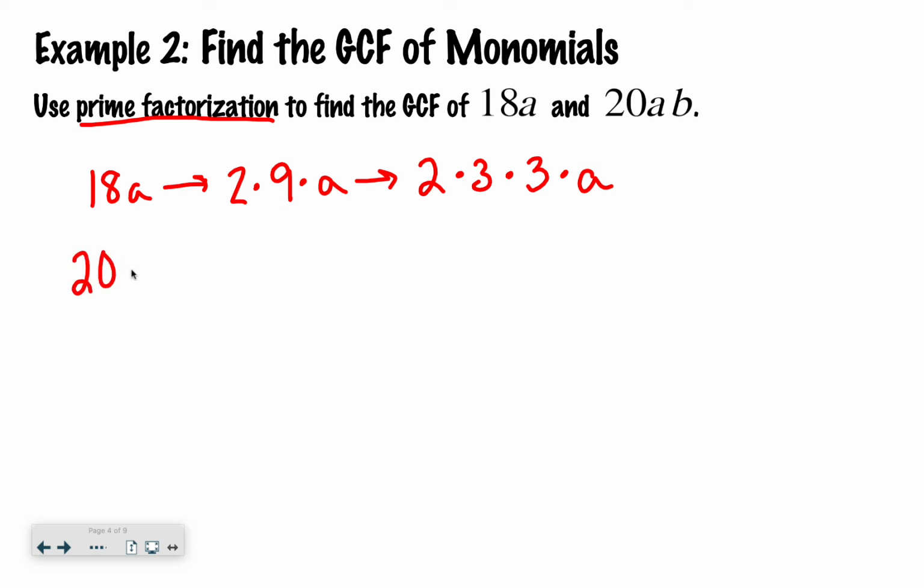Okay, let's try that again for the 20ab. Say, okay, what multiplies to 20? It's an even number. I'm going to start with 2.